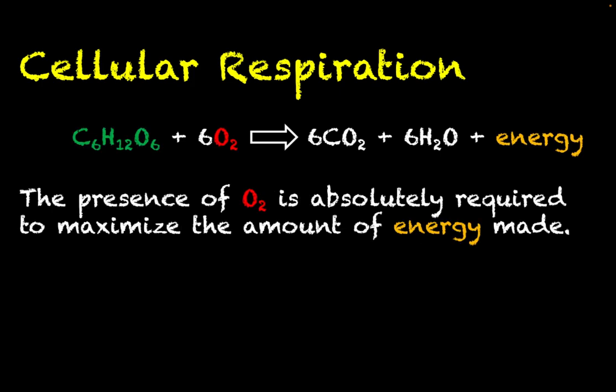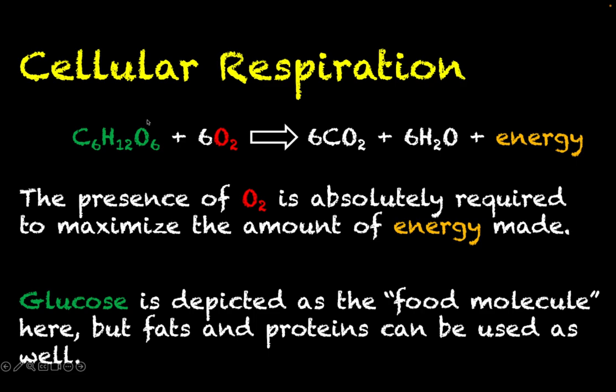To pinpoint a few of the things that are happening here, the presence of oxygen, which you can see as one of your reactants here, is absolutely required in order to maximize the amount of energy that is harnessed from the reactions of cellular respiration. Now, in green here, this is glucose, which is also known as blood sugar. Glucose here is depicted as the food molecule that you are getting the energy out of.